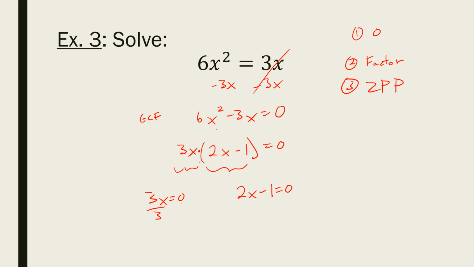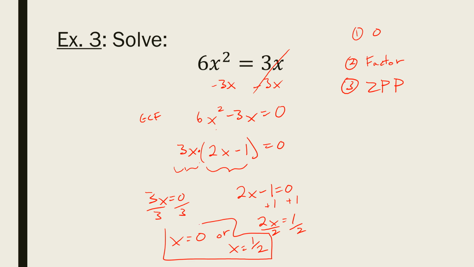This first one is simple to solve. 0 divided by 3 is 0. Also, if I add 1, I'd get 2x equals 1. And then divide by 2, x equals 1/2. And remember, that was the solution I got at the beginning doing it that other way, but also now we can see that x could also equal 0. And here's the characteristic 2 answers that I'm used to getting. Typically for these problems, you will get 2 answers.